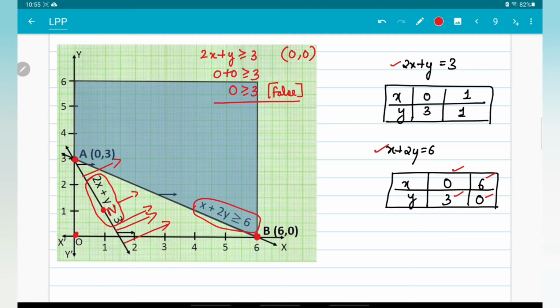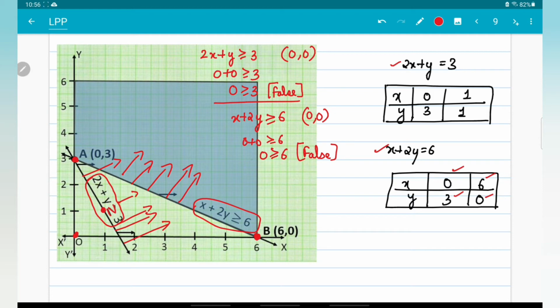Now if I check for the second one, that is x plus 2y greater than or equal to 6, and check this point 0 comma 0 for this inequality, this becomes 0 plus 0 greater than or equal to 6, that is 0 is greater than or equal to 6. This again is false, because 0 is not greater than 6, it is not equal to 6 also. Since the second statement is also false, I'll shade it away from the point 0 comma 0 and not towards it.